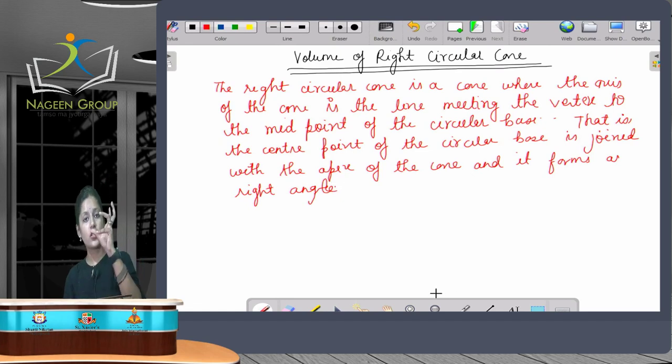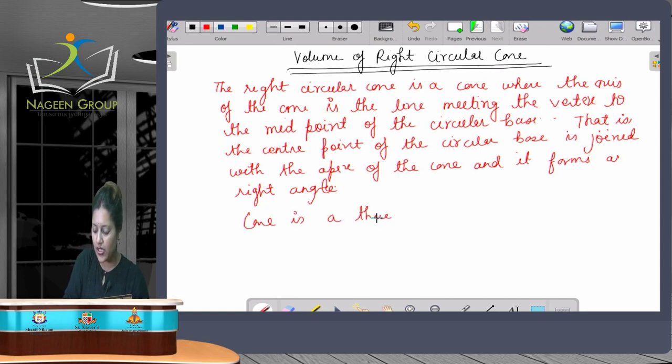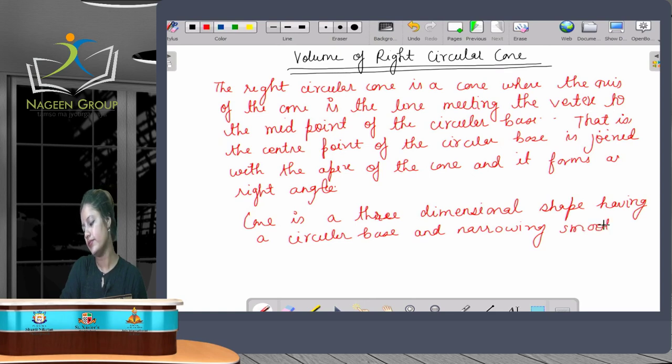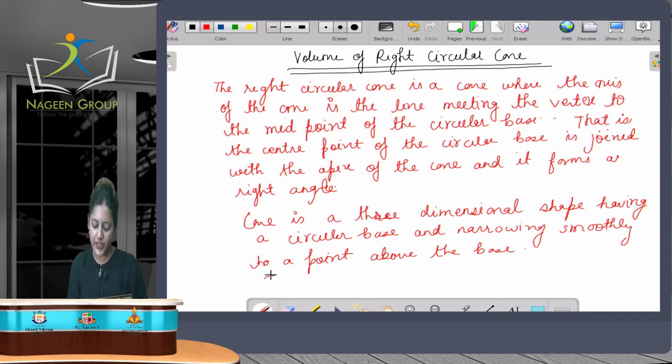First, we have to understand what a right circular cone is. When we ask what a cone is, a cone is a 3D, or three dimensional, shape having a circular base and narrowing smoothly to a point above the base. This point is known as the apex.